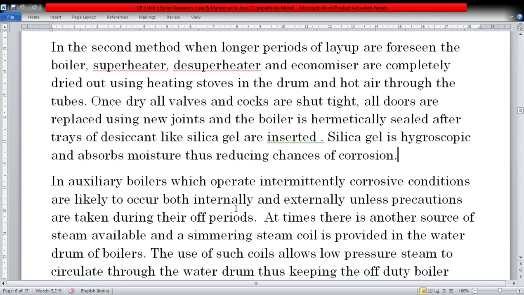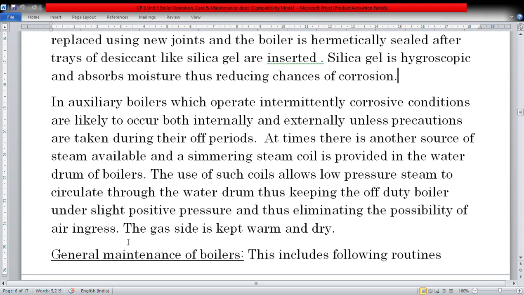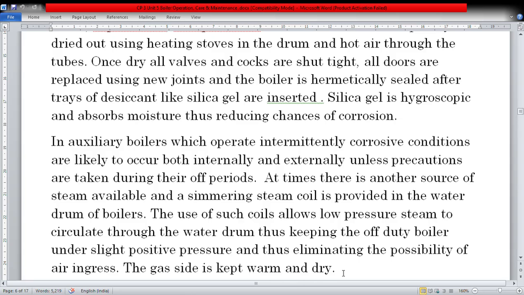In auxiliary boilers which operate intermittently, corrosion conditions are likely to occur both internally and externally unless precautions are taken during their off period. At times there is another source of steam available and a simmering steam coil is provided in the water drum of the boiler. The use of such a coil allows low pressure steam to circulate through the water drum, thus keeping the off-duty boiler under slight positive pressure and eliminating the possibility of air ingress. The gas side is kept warm and dry.